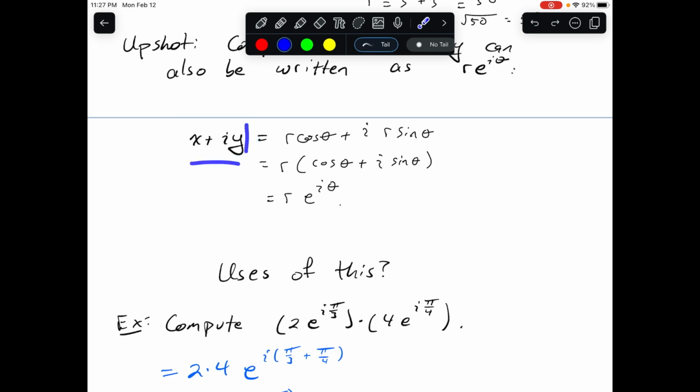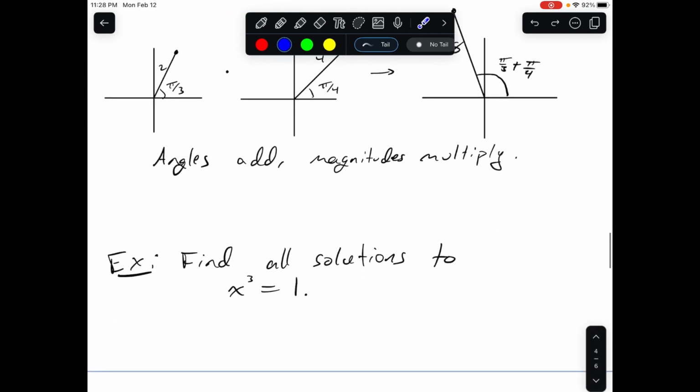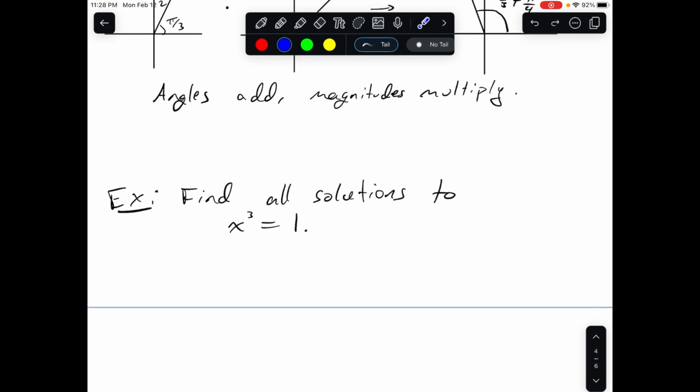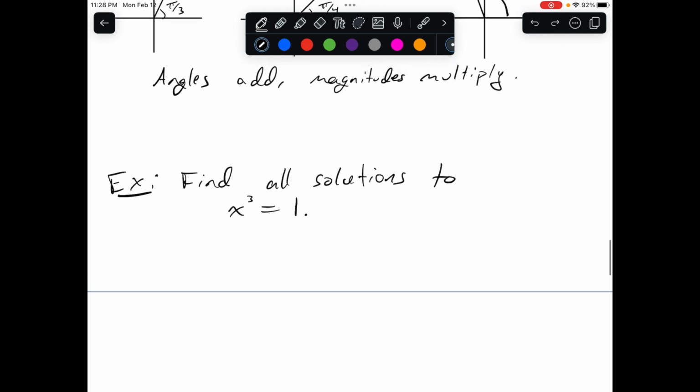And if you're doing a lot of addition, it might be more useful to be in this form, the x plus iy form. All right, so here's an example that puts a lot of this stuff together. Let's find all solutions to x cubed equals 1. This is kind of a harder question than most people would think.